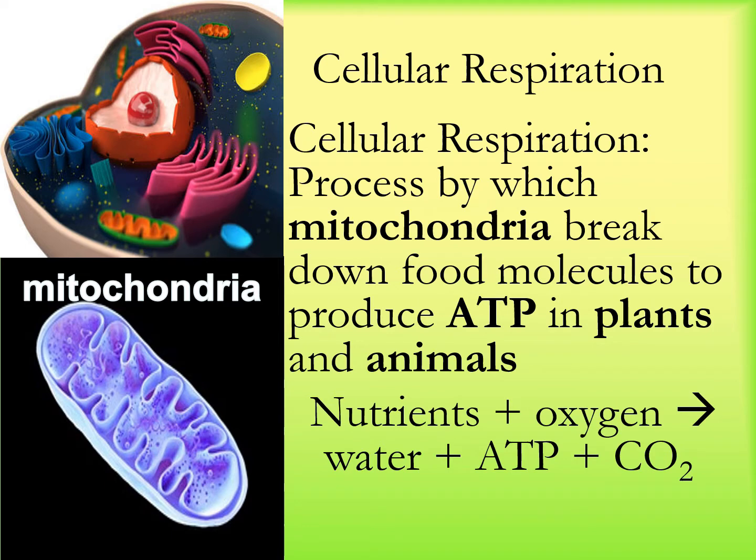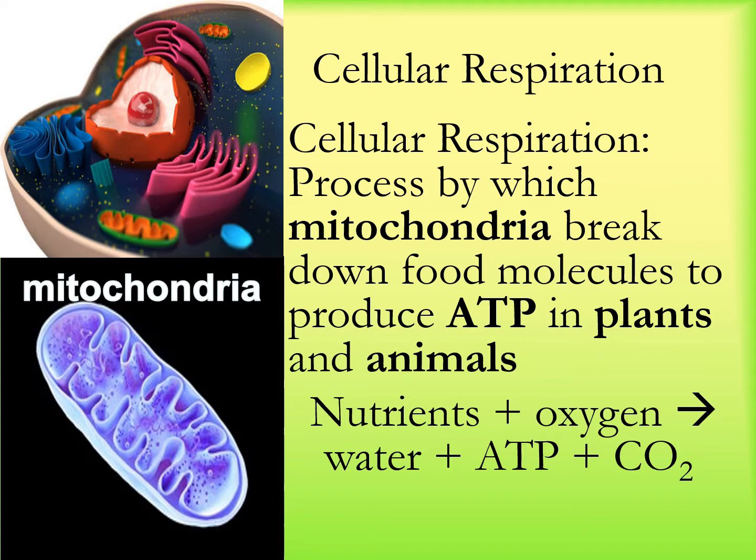So we have the nutrients in the form of glucose that we are eating, or any food that we are eating, plus the oxygen because we are living organisms. Of course, in order for us to survive, we need oxygen. Even plants and animals also need oxygen to survive. So those nutrients plus the oxygen are the reactants or the raw materials needed by our cells.